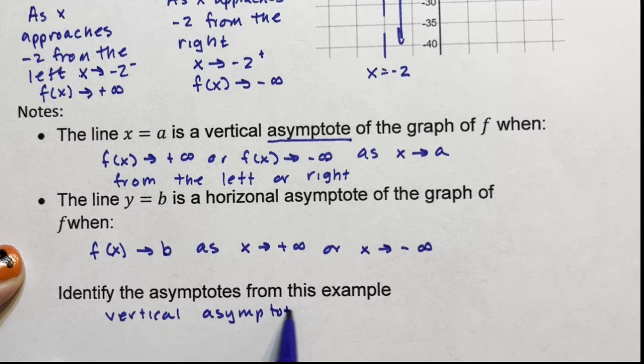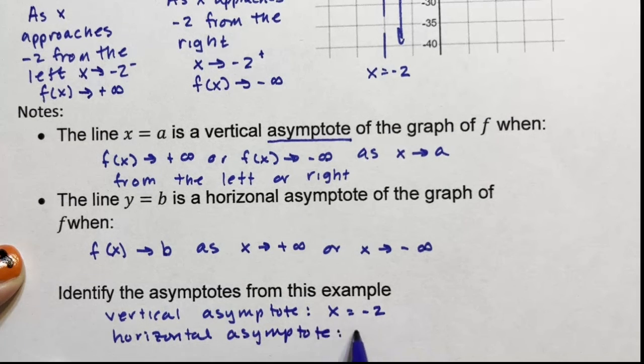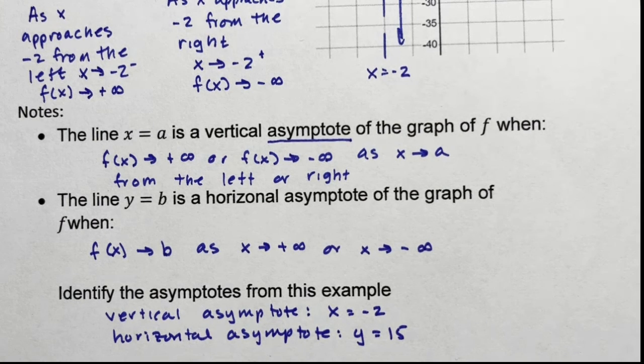Identify the asymptotes from your example. So the vertical asymptote is x equals negative 2, and the horizontal asymptote is y equals 15. All right, there you go. A basic introduction to what an asymptote is, and kind of seeing with the numbers that when you divide by 0, it really does go to infinity.